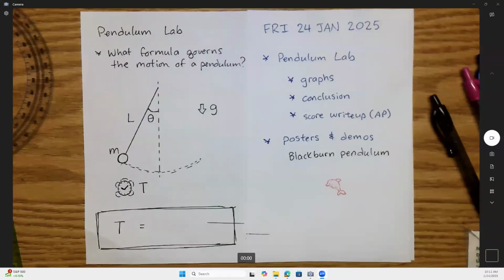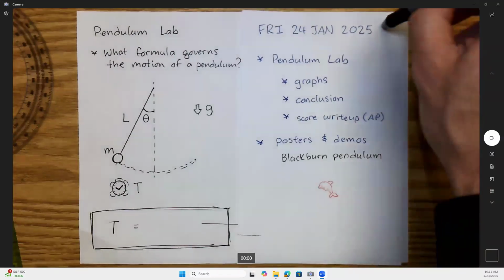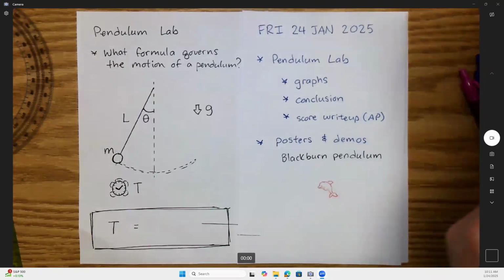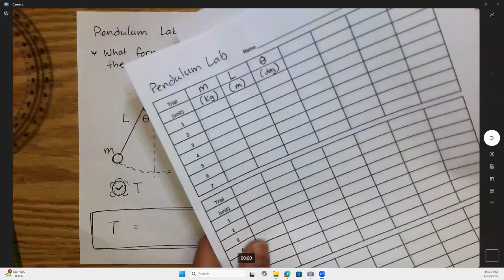Recording is rolling. It is Friday, January 24th. You guys know yesterday you collected a bunch of data for this pendulum lab. And today I'm going to help you put together the graphs. We're going to do 4 graphs.